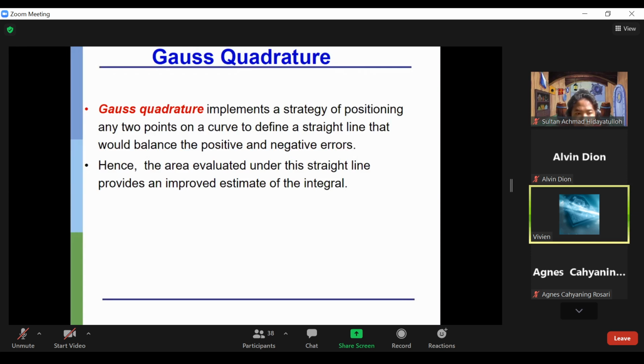With that, we can continue a bit on Gauss quadrature. Gauss quadrature is another method in which we adjust the position of the line. The points that are used to create the line are now adjusted. So here we have a strategy of positioning any 2 points.